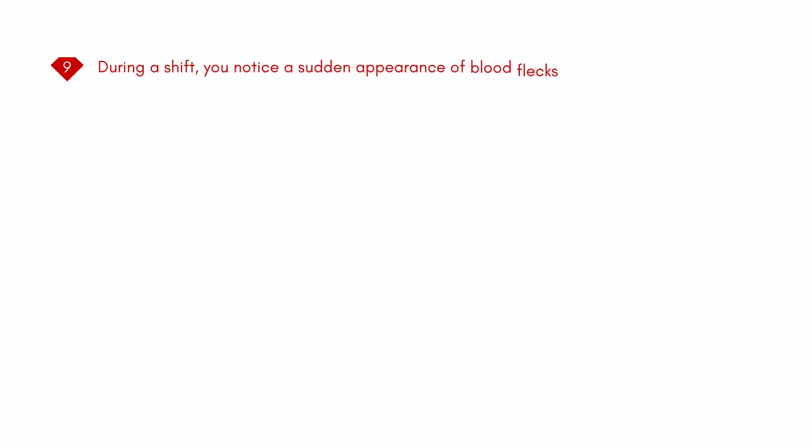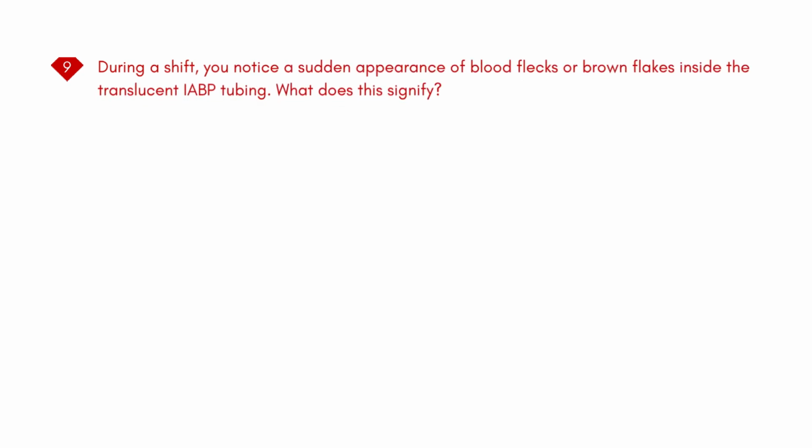During a shift, you notice a sudden appearance of blood flecks or brown flakes inside the translucent IABP tubing. What does this signify? A.